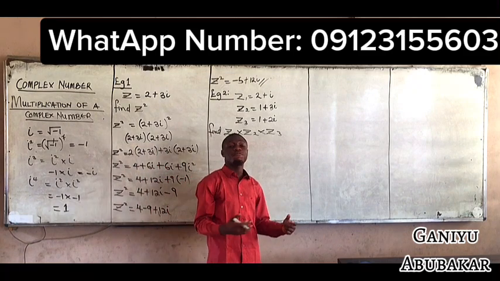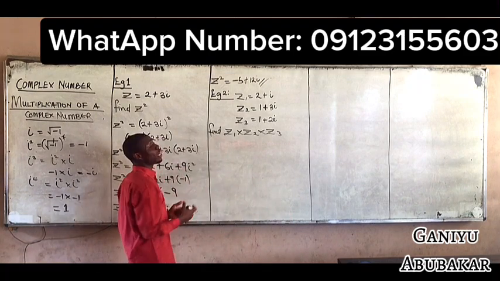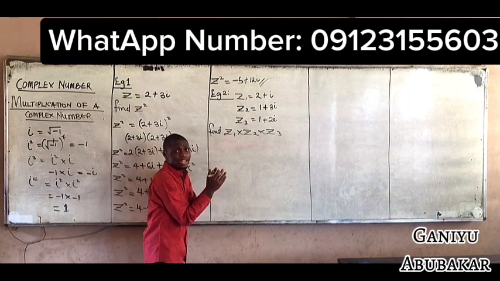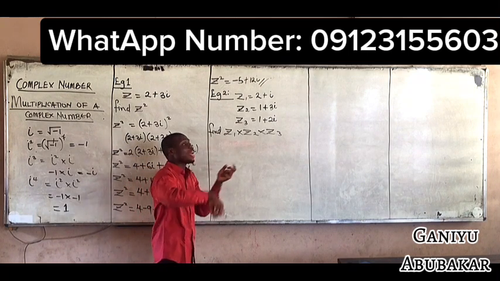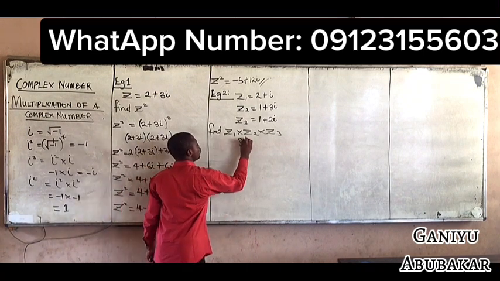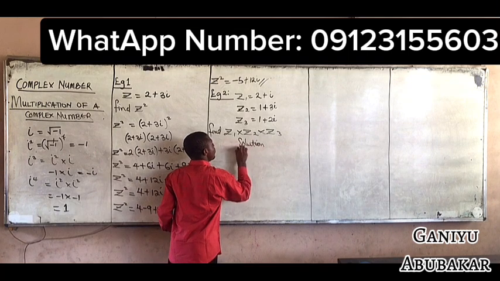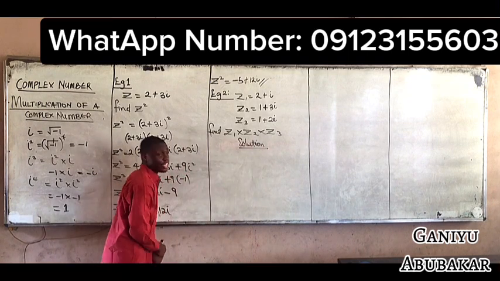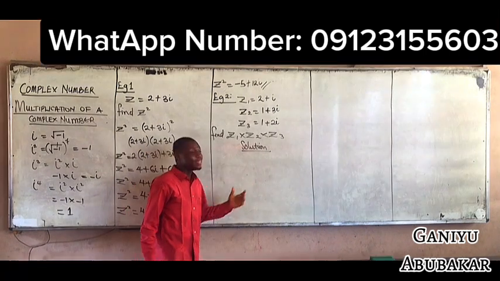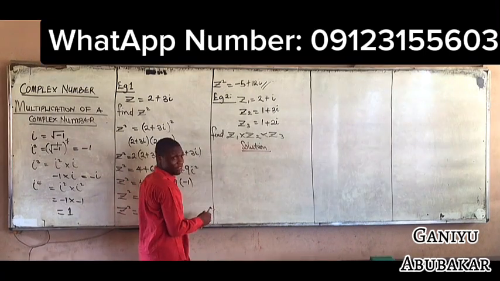What do you do first? Your first task is to pick out two of them. I'll pick out z1 and z2 first and multiply them together. The value I get will then be multiplied by z3, and then I'm done. So, solution. My first task here is to look for z1 and z2.